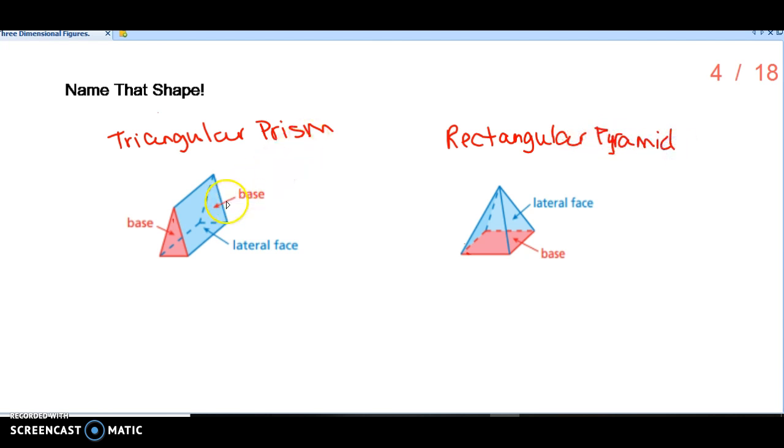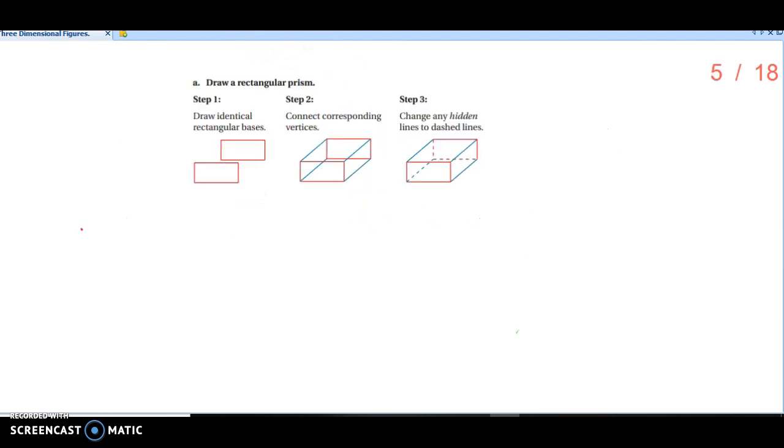Okay, so the first thing you really want to do is look for what might qualify as a base in your shape to see if it's a prism or a pyramid, and then what shape it is to help name the three-dimensional shape. Okay, to draw a rectangular prism, you have 3 different steps you're going to follow.